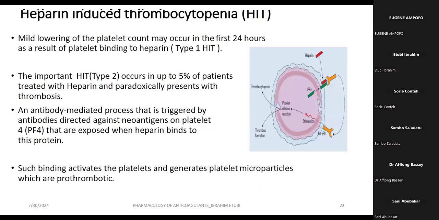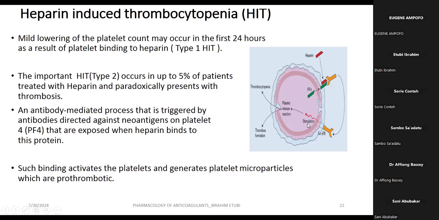So now one of the common effects we can have when we use heparin is that they can develop heparin-induced thrombocytopenia, which is HIT. There are basically two types, HIT 1 and 2. Normally, HIT 1 occurs in the first 24 hours as a result of the platelet binding to heparin, and this is usually mild, while type 2 usually occurs in 5% of patients treated with heparin, and this one is known to paradoxically cause thrombosis. It is an antibody-mediated process triggered by antibodies directed against new antigens on platelet factor 4 that are exposed when heparin binds to this protein.